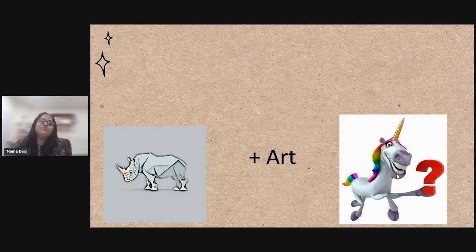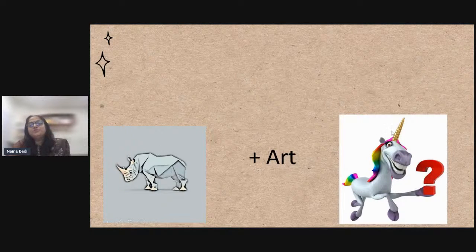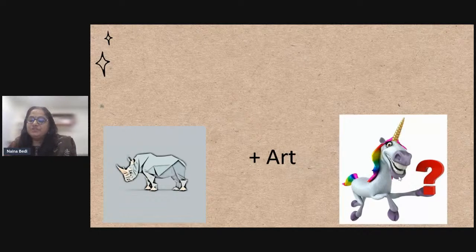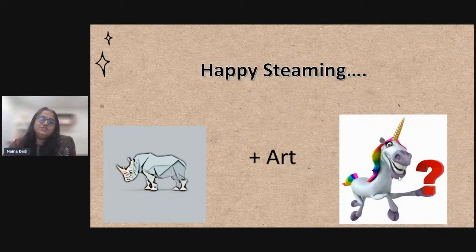And this is what we want, that from a boring class of science, maths, or computers, the class should become a happy class. The class should become a class where the children are happy, teachers are happy, and they all go together in this journey of STEAM. So this was the presentation from my side. I hope all the teachers learned something. Even I from your chats have learned something. I hope everybody happy steaming in their classrooms.